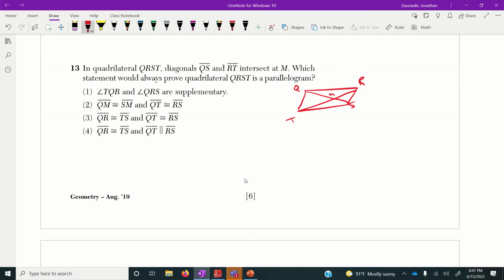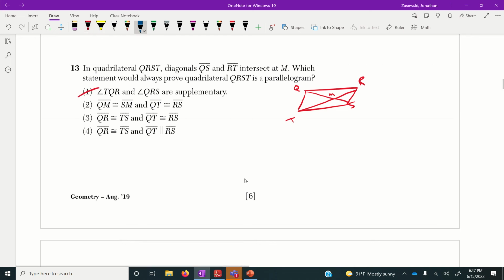And then what should happen, right? TQR, which is right here, is that going to be supplementary to QRS, right? That's definitely not going to be true because those aren't the entire angles. Those are just one part of that angle. It should be TQS and then QRS. So that's not enough. Okay, so number 1 is out.